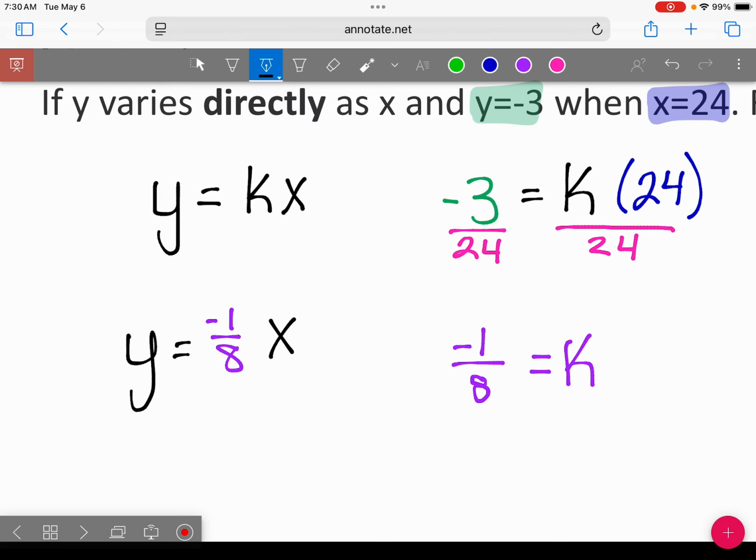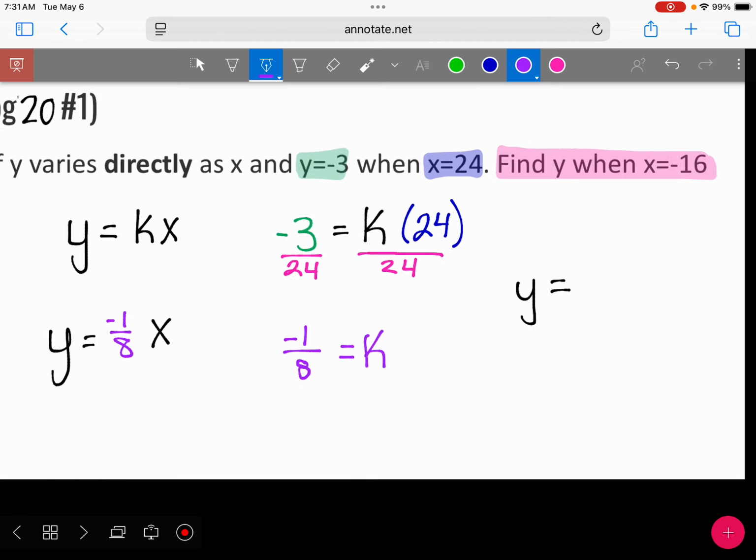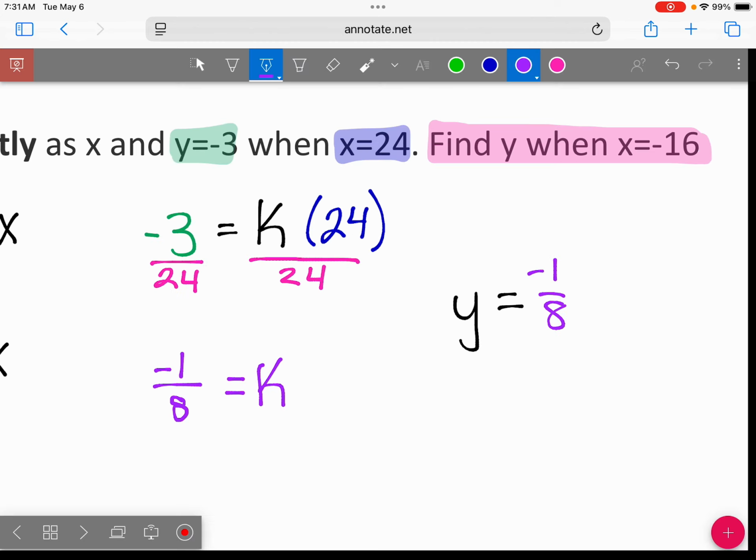So in each of these problems, we're going to have a different k value. K is called our constant of variation, but mostly it's just the obnoxious thing we have to find on each of these. So then what we're really asked to do, and the question we are trying to find the answer to, is find y when x is negative 16. So we know it's living in this world. I want to know what y is. So we're going to find y when we know our k is negative 1/8, and we substitute in our x to be negative 16.